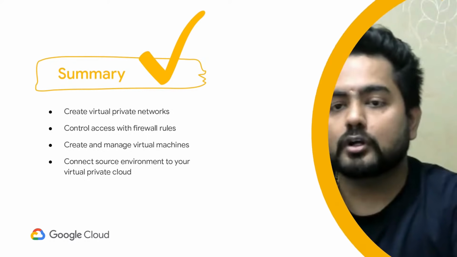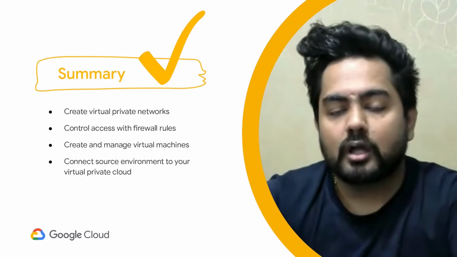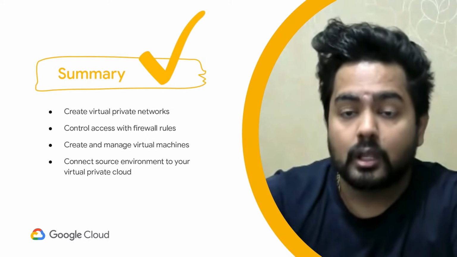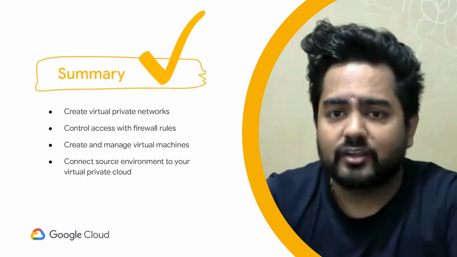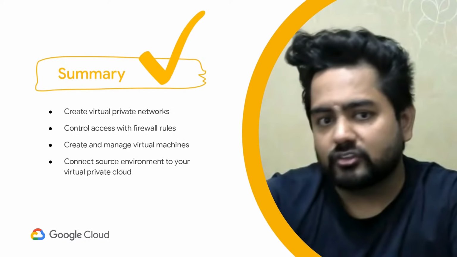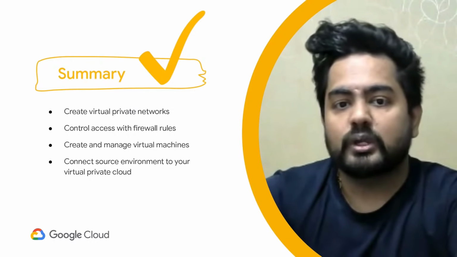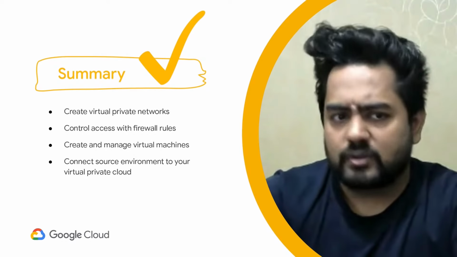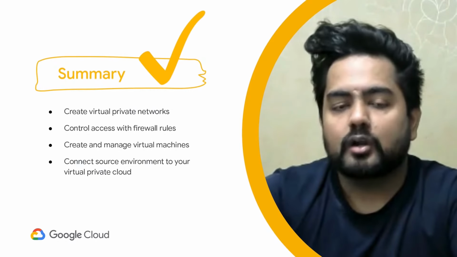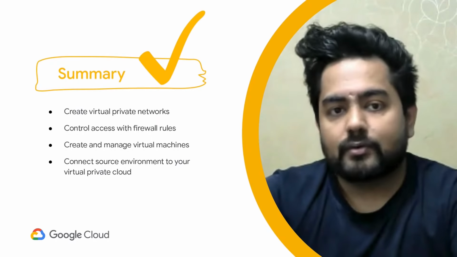So in this section, we have learned how to create a VPC. We spoke about networks hosted on GCP infrastructure. We understood how to control access to the network with the firewall and how to create subnets. We learned how to manage virtual machines in Compute Engine, choose the right configuration, and understand Compute Engine pricing. Finally, we understood how to create a network connection between the source environment and your VPC using different options like VPN, Dedicated Interconnect, and Partner Interconnect. And that brings us to the end of this section. So let's get ready for the next.